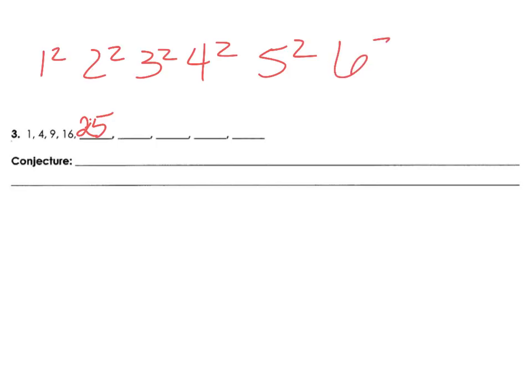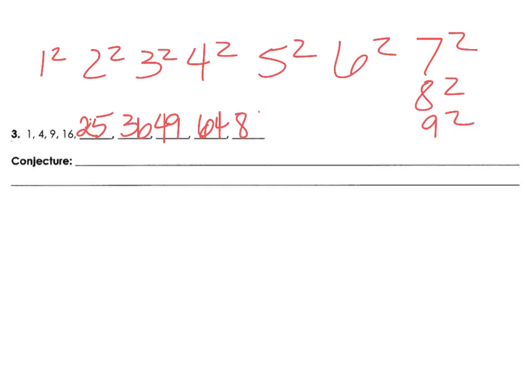Then 6 squared gives us 36. 7 squared gives you 49. 8 squared gives you 64. 9 squared gives you 81. So our next 5 terms are 25, 36, 49, 64, 81. And this is a much easier pattern to describe than saying we're adding 3, then adding 5, then adding 7, then adding 9, then adding 11. Saying that they're all perfect squares is much easier.